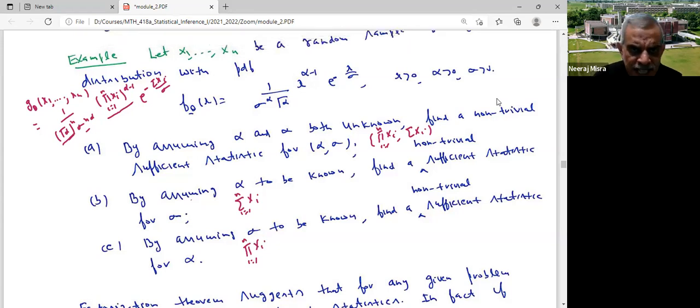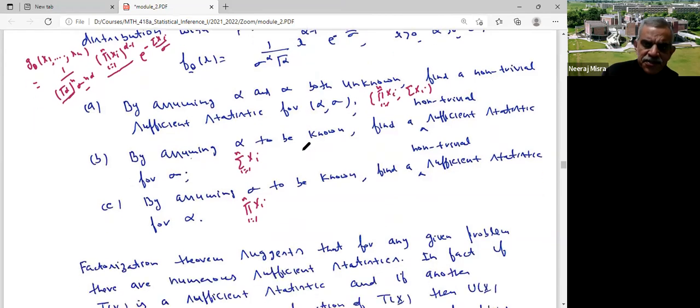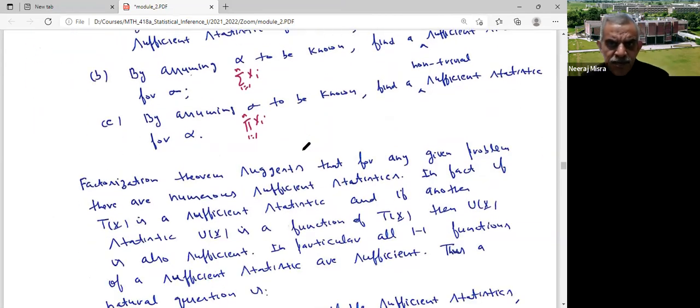So we saw various examples of the Factorization theorem. Now, the Factorization theorem suggests that for any given problem, there are numerous sufficient statistics, because if there is one sufficient statistic, any one-to-one function of that is also a sufficient statistic.